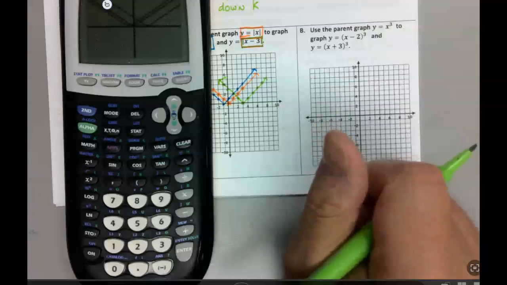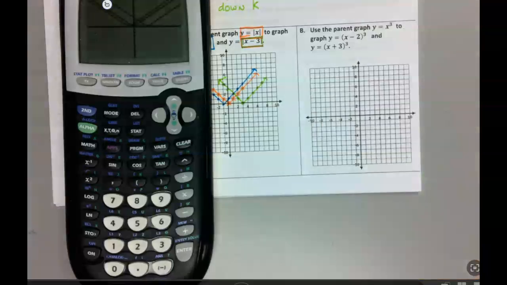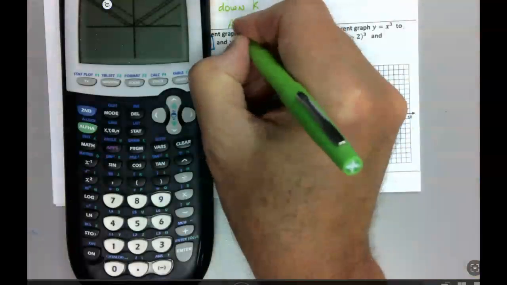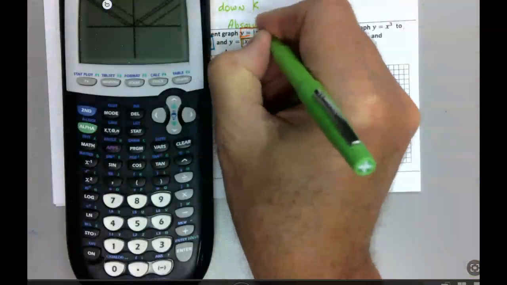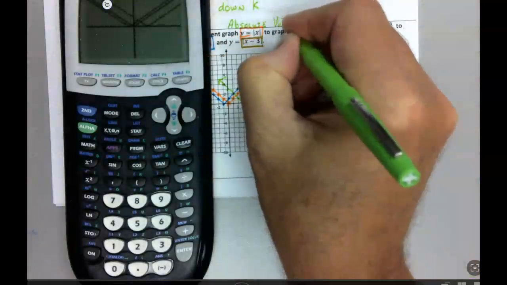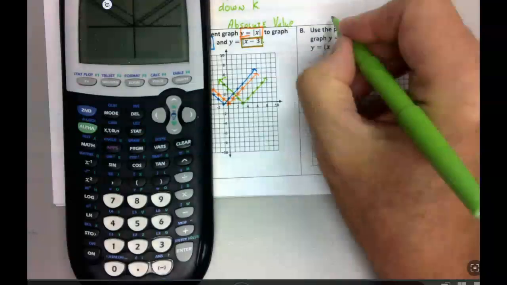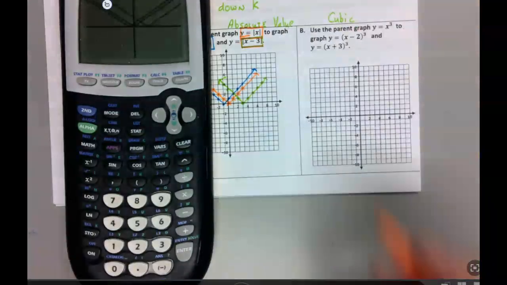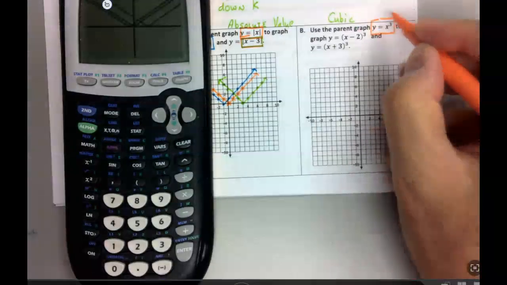Okay. All right, let's see if we remember the cubic. So this one here was the absolute value function, wasn't it? This one here is a cubic function. So if you remember, I gave you these values for your T-chart.